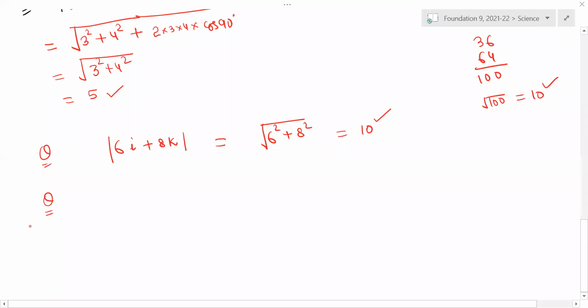Sir, here how do we know the direction, sir? Like how do we represent the direction part? No direction, because mod means only magnitude, no direction. Okay, sir.